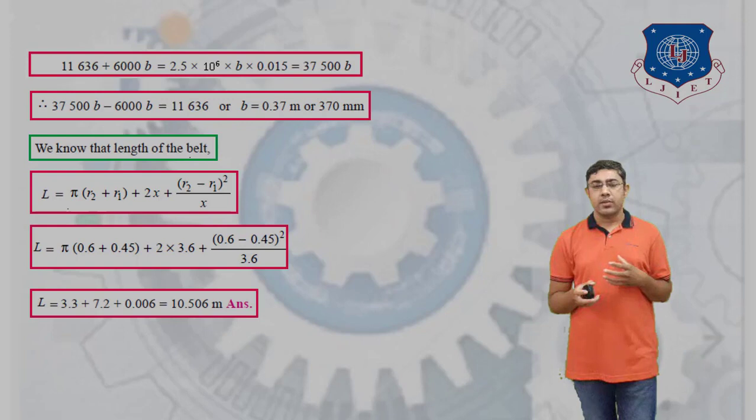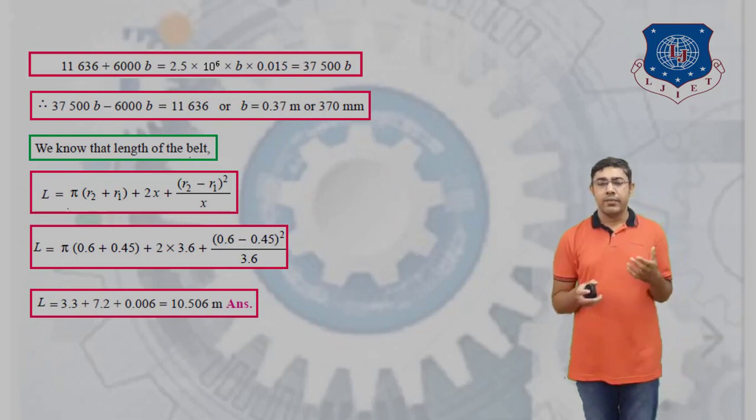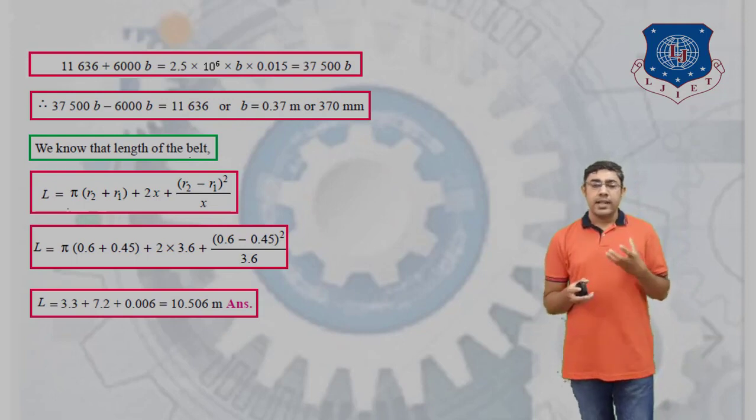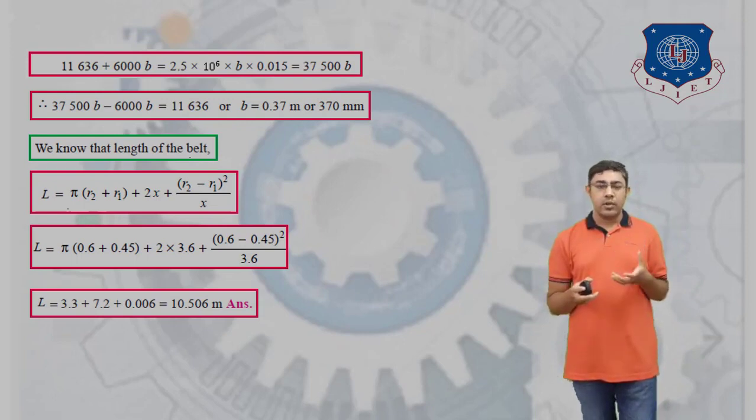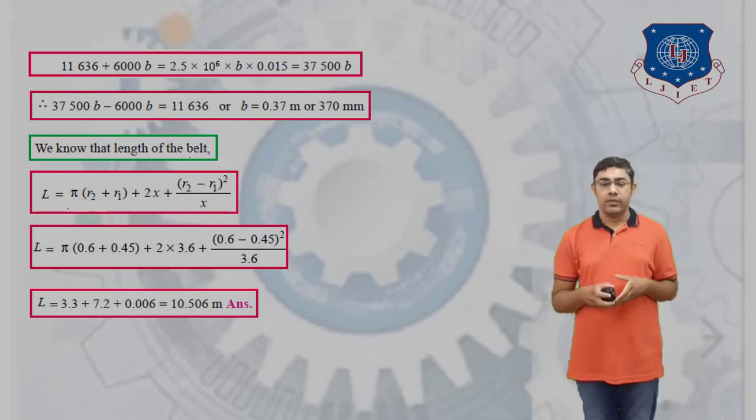That is our answer. So we have calculated all the design parameters: b is 370 mm, the length of the belt is 10.506 meters, and t is 15 mm. These are our solutions, and these are our design parameters according to the given problem.